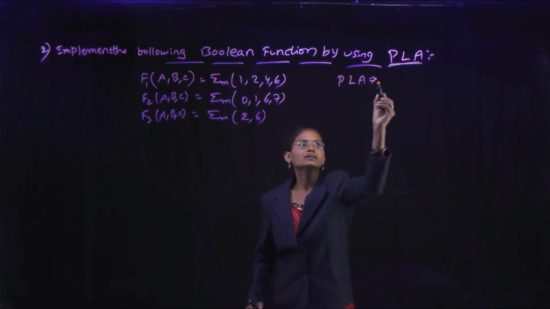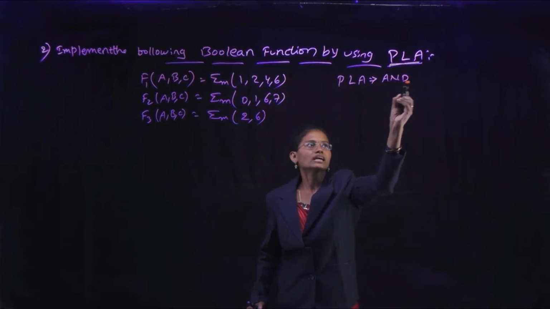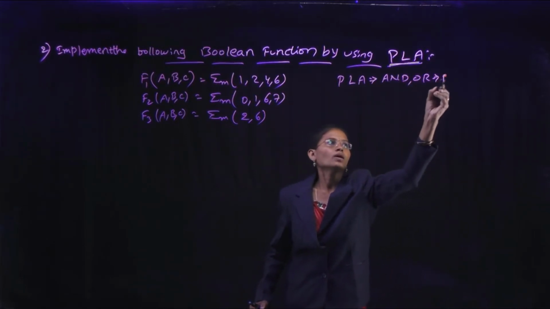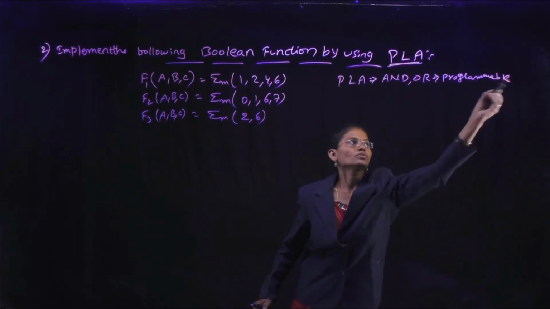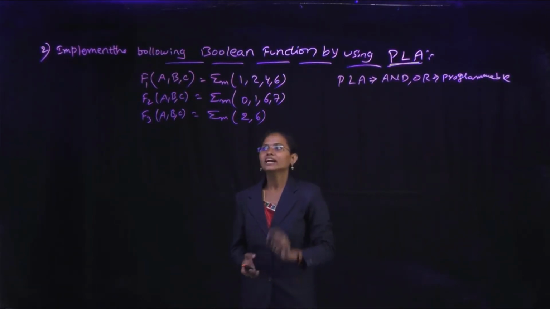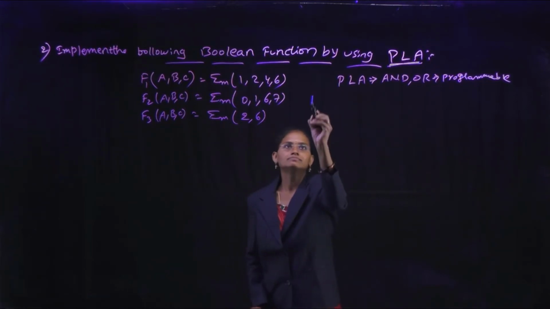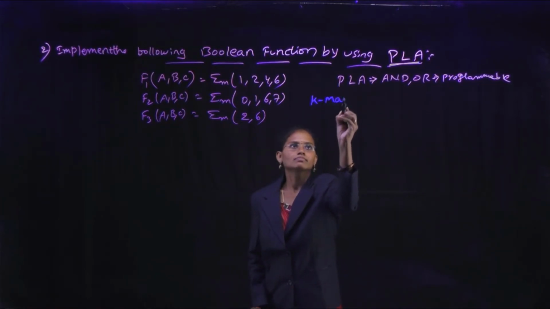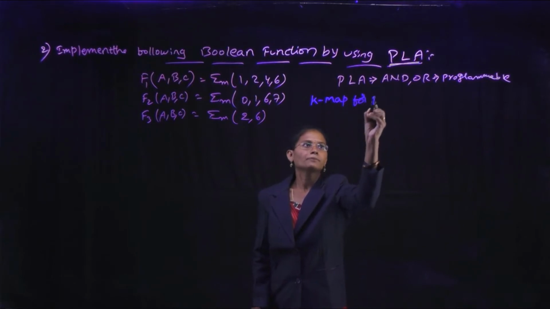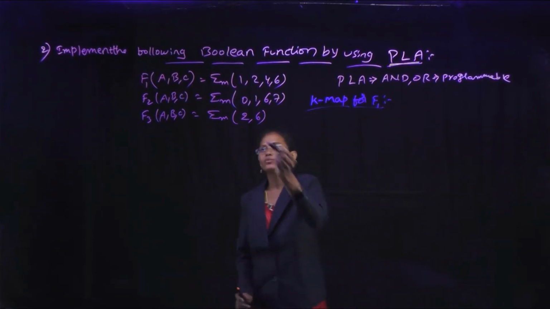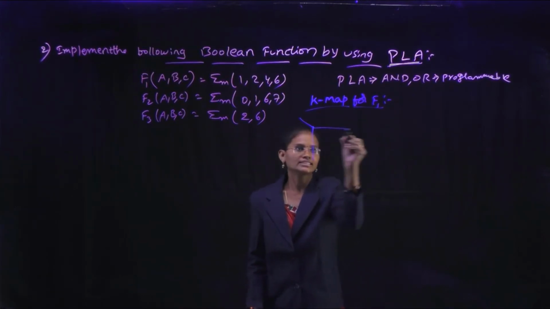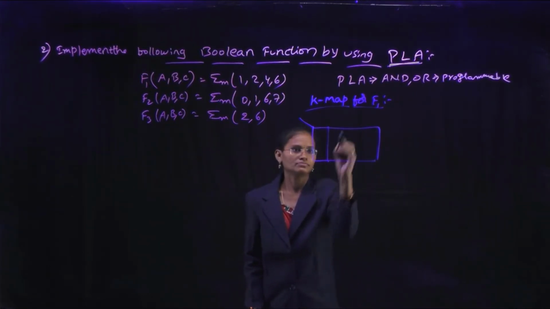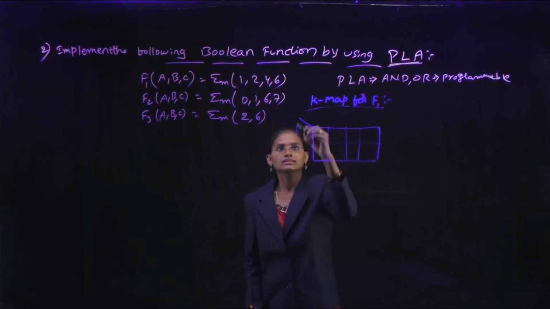In PLA we have AND arrays and OR arrays. Both are programmable here. Okay, first we draw the K map for f1. Here we are using 3 input variables, so we draw the 8 cell K map. You see here the input variables are A, B, C.